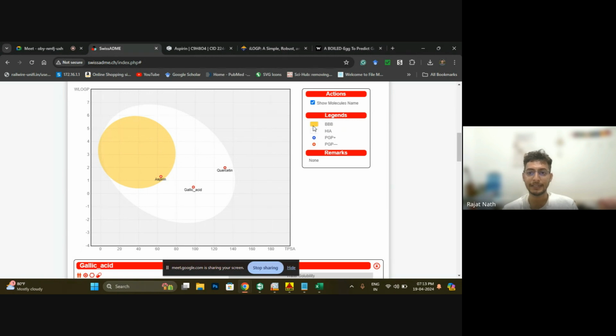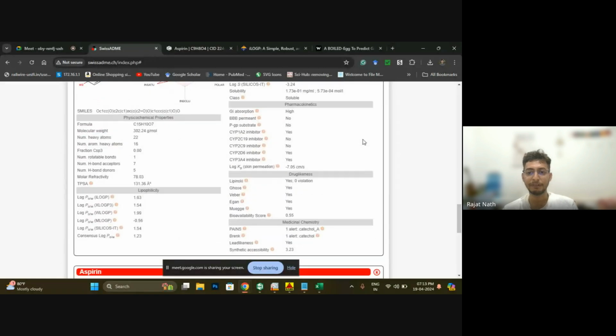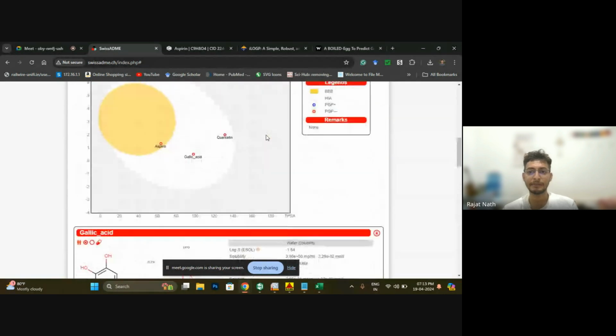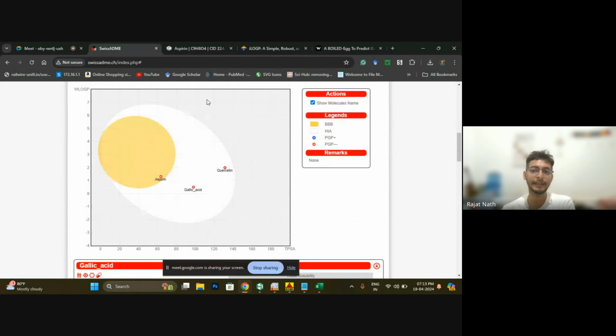In the legend, you can see yellow means BBB, that means blood-brain barrier. White means HIA, that means human intestinal absorption. Blue is PGP plus, that is PGP positive, and red means PGP minus, that means PGP negative. So what is PGP? I have already said, P-glycoprotein. So from this boiled egg, what can I get? That there are three compounds. One is aspirin, which is crossing the blood-brain barrier.